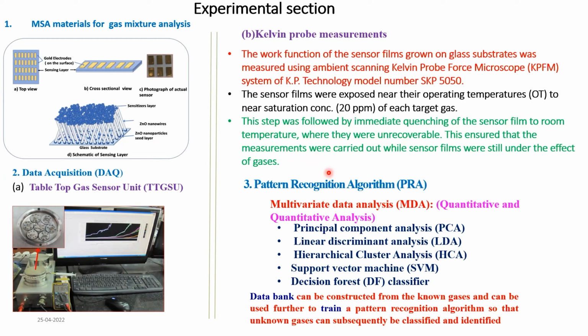Once you get the data repository, we can go for the appropriate pattern recognition algorithm. There are many techniques available for qualitative and quantitative analysis, namely principal component analysis PCA, linear discriminant analysis LDA, hierarchical cluster analysis HCA, support vector machine SVM, decision forest DF classifier, etc. Why do we want to do the pattern recognition algorithm? Actually, we have to create a data bank. The data bank can be constructed from the known gases, and can be used further to train a pattern recognition algorithm so that unknown gases can subsequently be classified and identified.